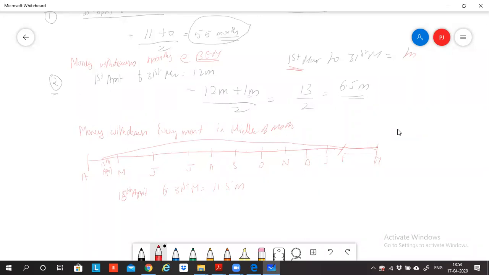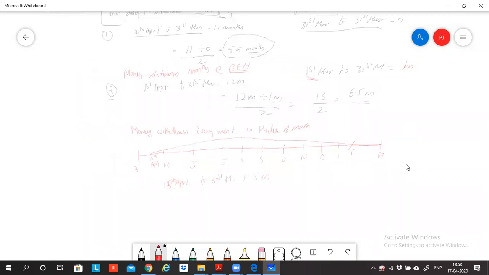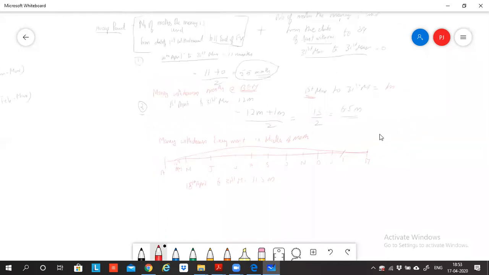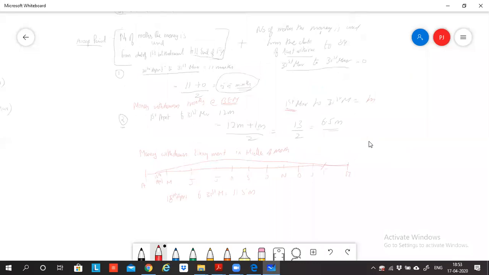What is the formula? The formula is the number of months the money is used from the date of first withdrawal. First withdrawal is happening on 15th of April. So from that till the end of the financial year, I'm using this money for 11 and a half months. So this is the first item, 11.5 months. Now I have to add with this the second part.